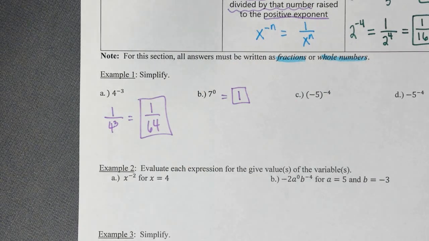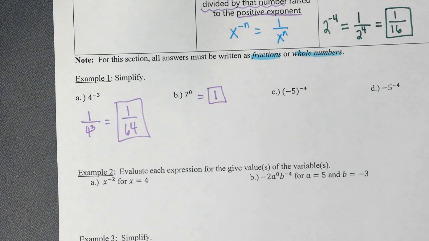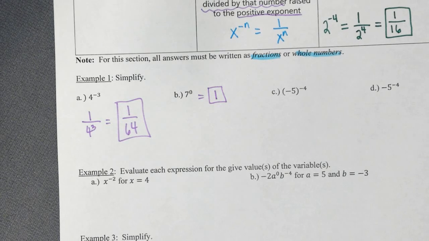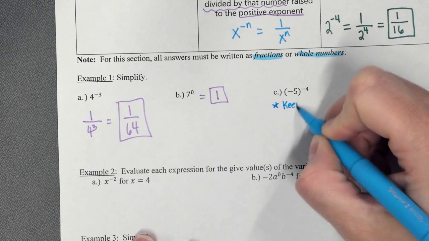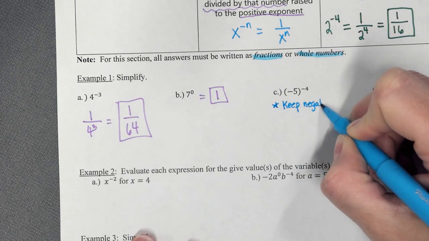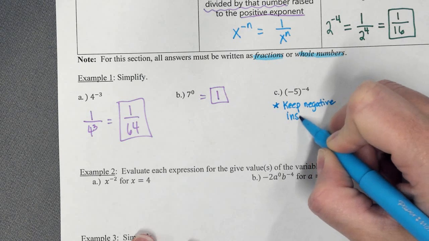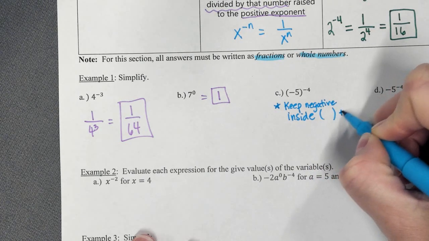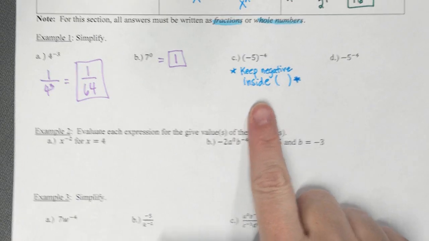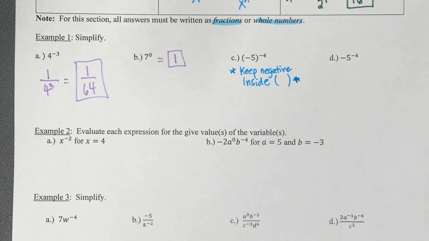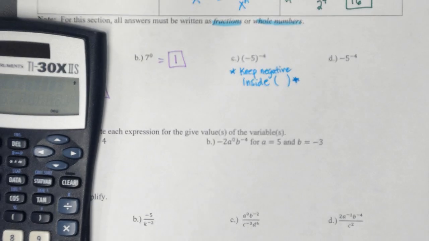Okay? Now, this one is the same thing that we've done before, but if the negative is inside the parentheses, you have to keep it inside. Okay? So you have to keep the negative inside the parentheses. Now, the reason why we're making a little note of that is that's usually the part that people forget. So if you forget to put the parentheses in your calculator, it's going to give you a different answer.